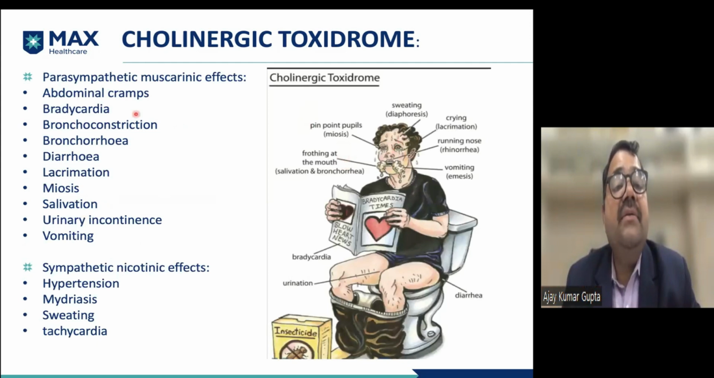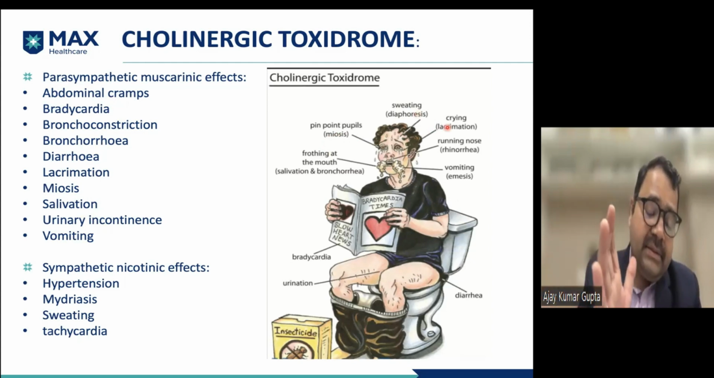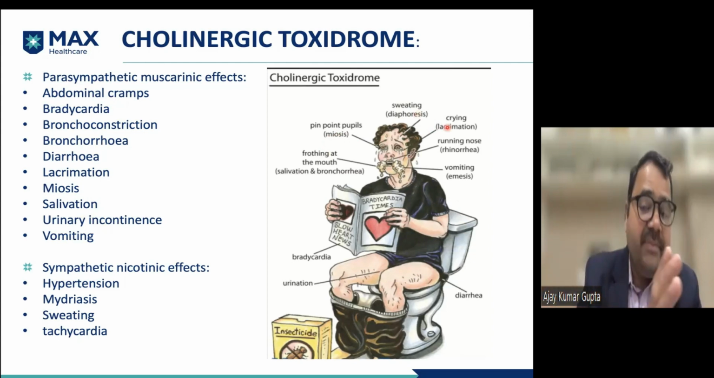So the patient will have the parasympathetic muscarinic effects like abdominal cramps, bradycardia, bronchoconstriction, bronchorrhea, diarrhea, then lacrimation, miosis, salivation, urinary incontinence, and vomiting. So we just see this picture. You have the pinpoint pupils, miosis, then there is sweating, the patient will be sweating like anything, and all the sites, they will have increased secretions.